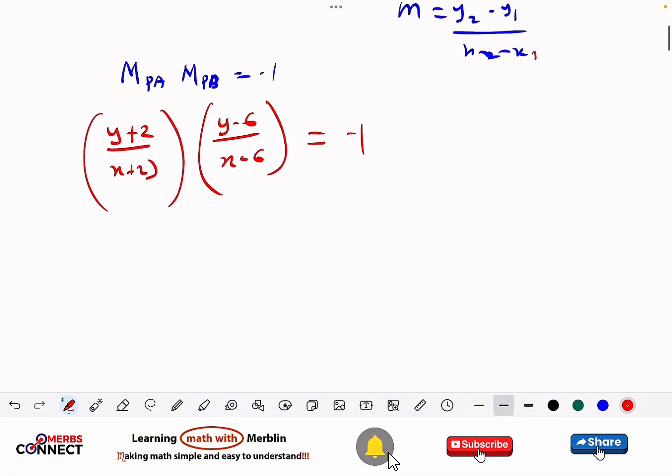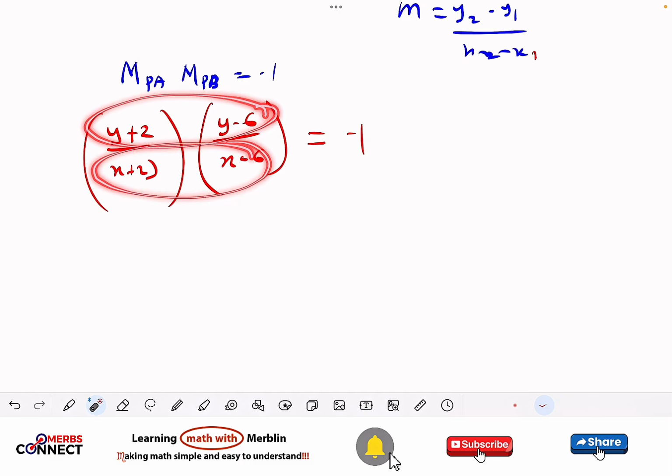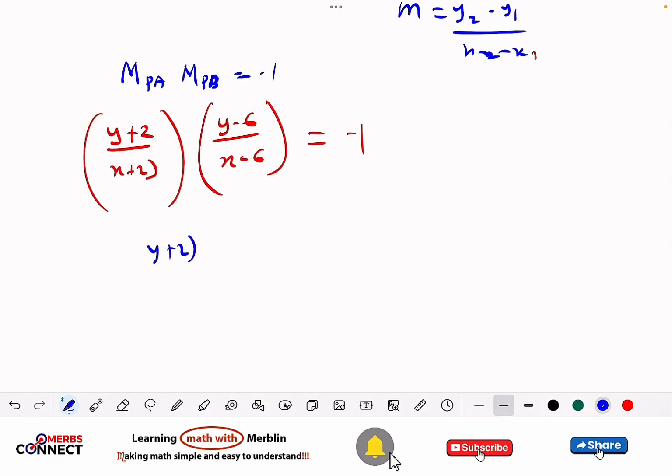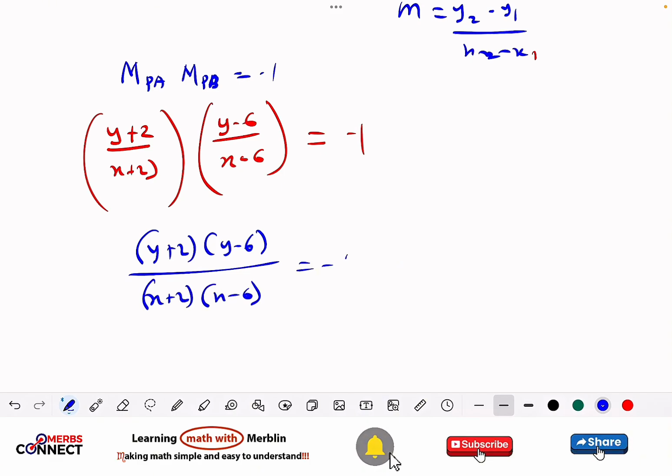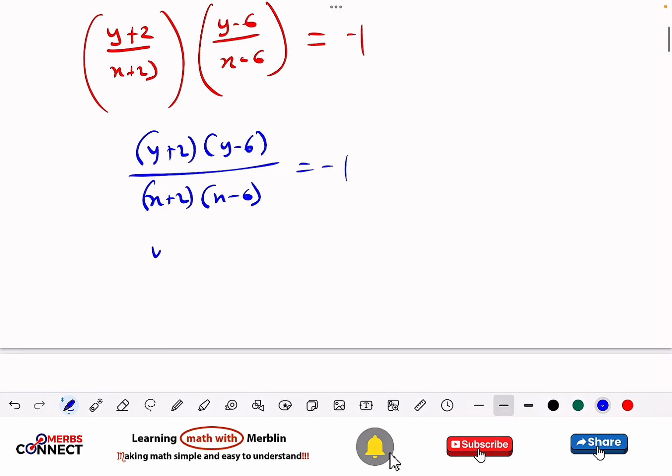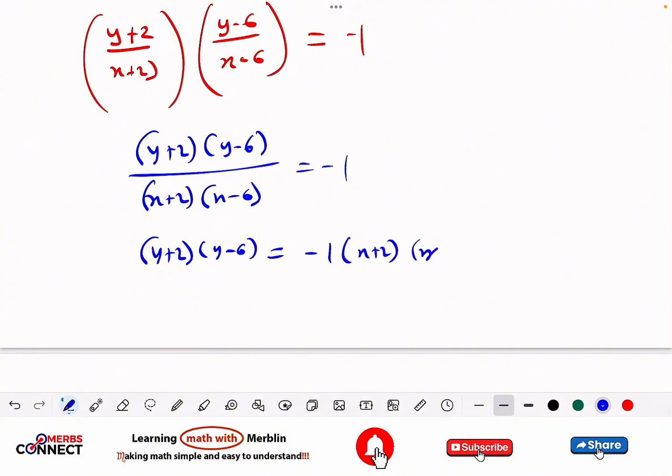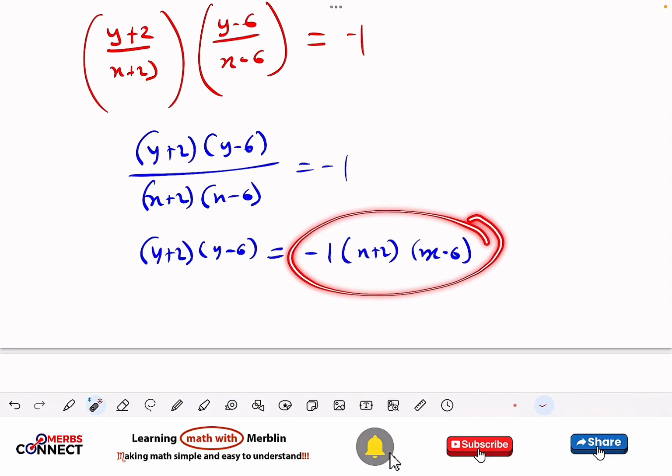So what I'm going to do here is combine the top and the bottom. I'm going to have y plus 2, y minus 6, divided by x plus 2, x minus 6, which is equal to minus 1. I'll move it to the left. So y plus 2, y minus 6 is equal to minus 1 times x plus 2, x minus 6. Then I'll move this to the left.